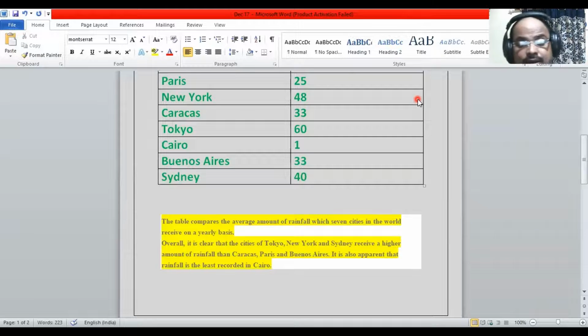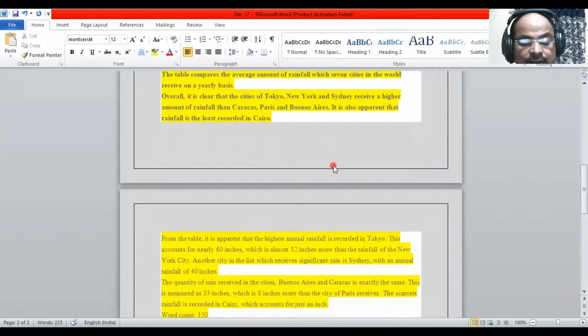Now, it is also apparent that the rainfall is the least recorded in Cairo. Now, the complete picture of the table is there. So one group receives a higher amount of rainfall than the second group, and the exception is separated there. So this is what the introduction and the overview is. When we go to paragraph number 1, from the table, it's apparent that the highest annual rainfall is recorded in Tokyo.